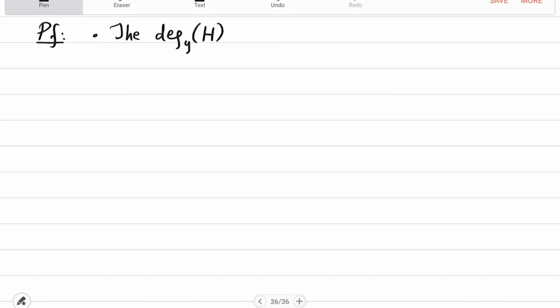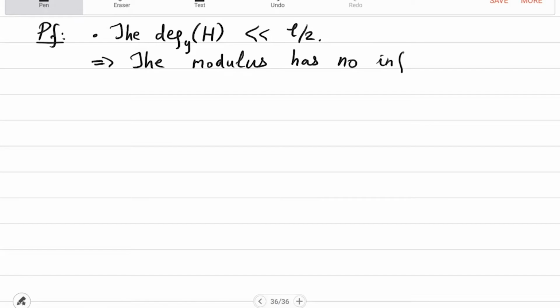The degree of H with respect to y is much smaller than L. That's the only thing to note. So maybe one more thing: the modulus has no information loss. Modulus is not making anything smaller. It keeps it as it is.